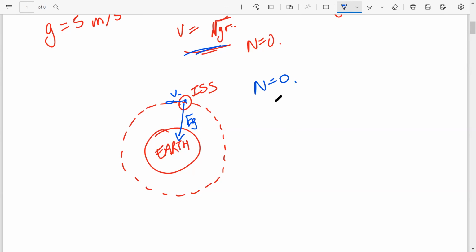In this case, when N equals 0 for them, there's a term for it. It's called apparent weightlessness. The word apparent is used because they are not weightless. There's still weight, but the normal contact force is 0. The acceleration of the astronauts and the International Space Station are the same there. Both are in free fall.